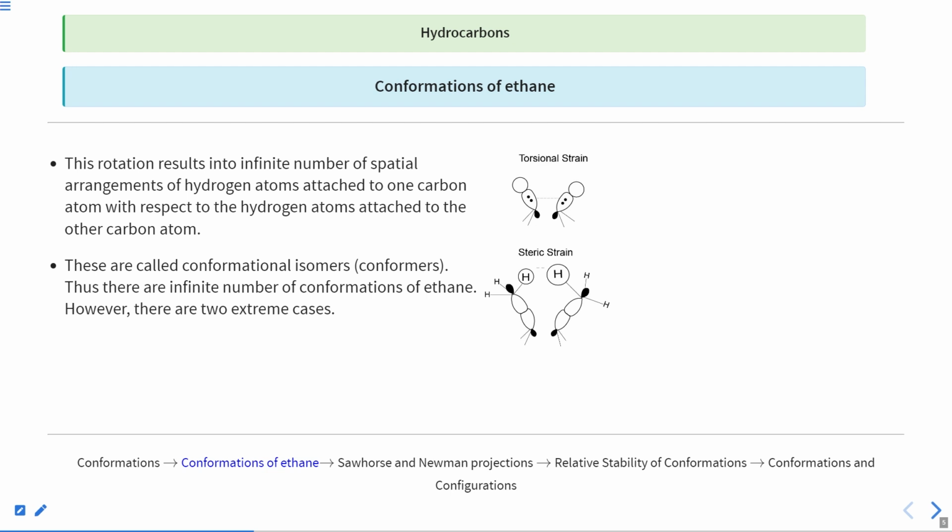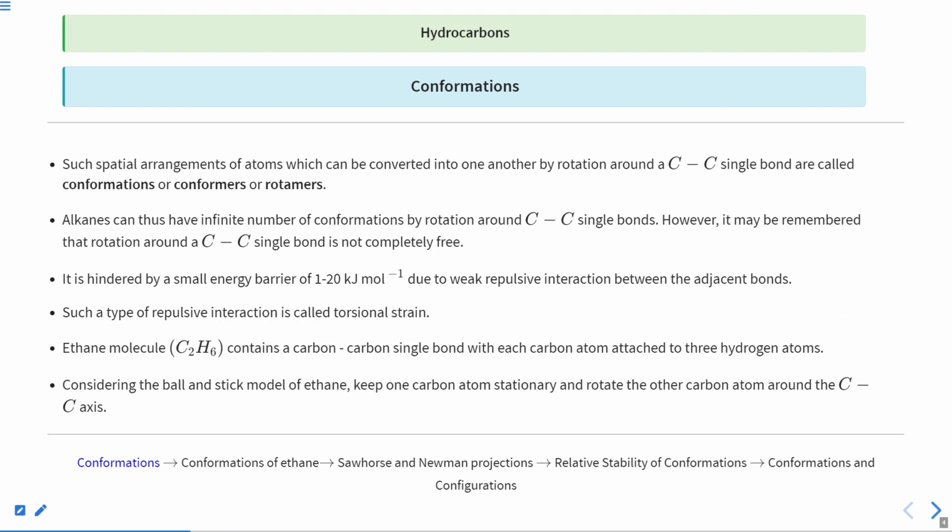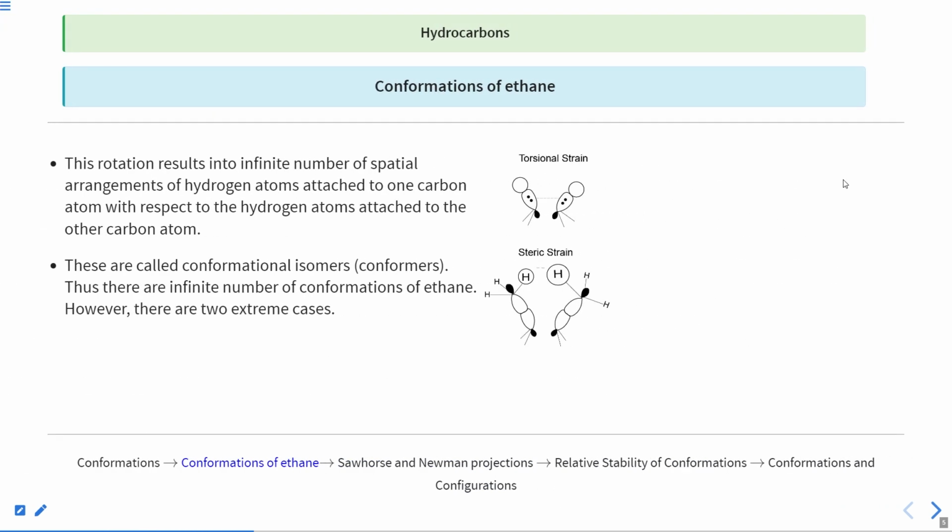Now during this rotation, there is an interaction. There are two types of interaction, and a student gets confused in that. One is steric strain, another is torsional strain. Now there is a difference between both of these two. So what is the difference?